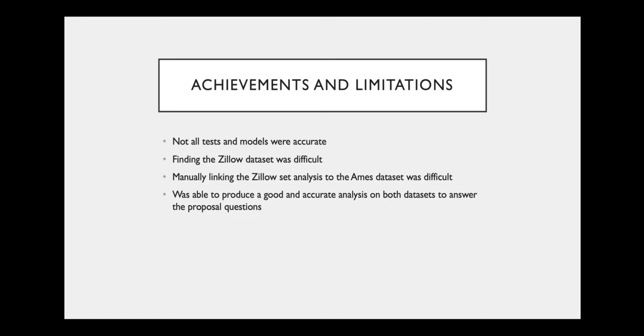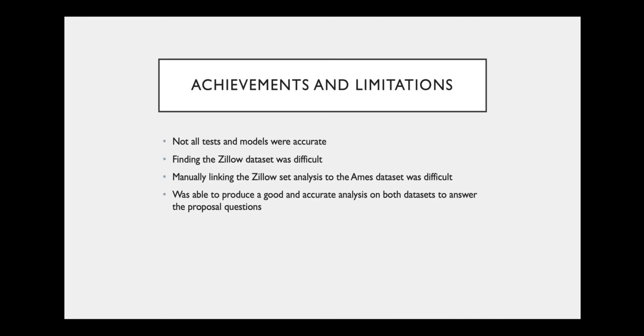Finding the Zillow data set was actually really difficult as well. This is because I wanted to find campaign data that also had customer data for specifically people trying to find and buy houses. Also, I had to manually link the Zillow site analysis to the Ames dataset. And I would like to improve this process for the future by creating one model that integrates both data sets so I don't have to eyeball which data set works with which analysis.